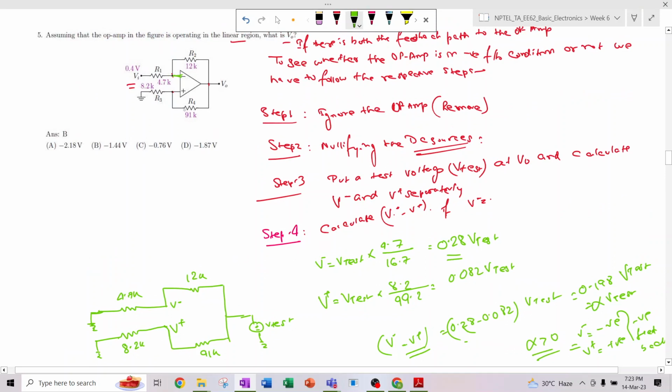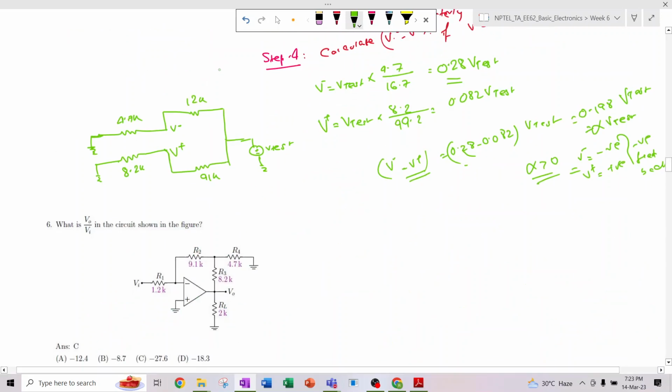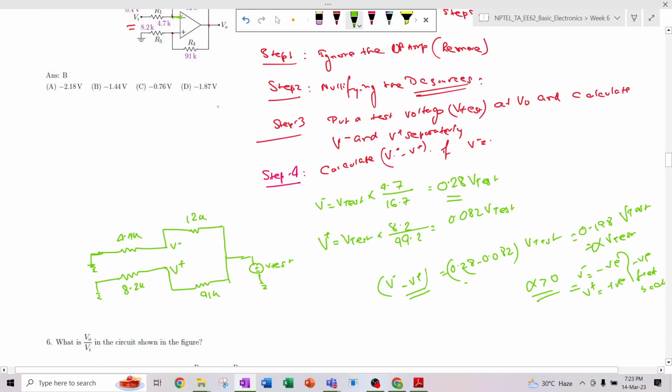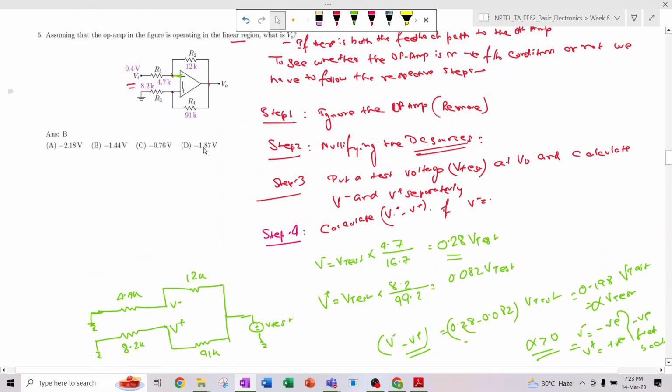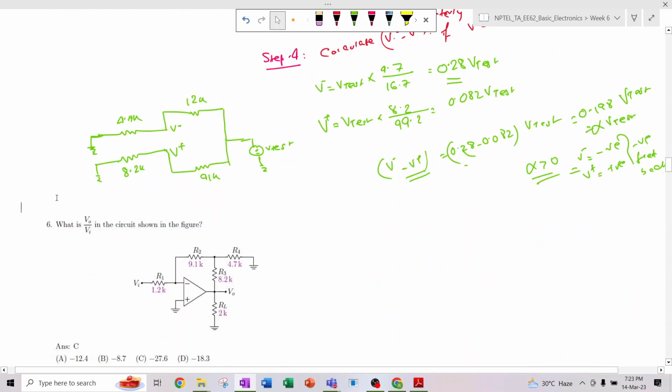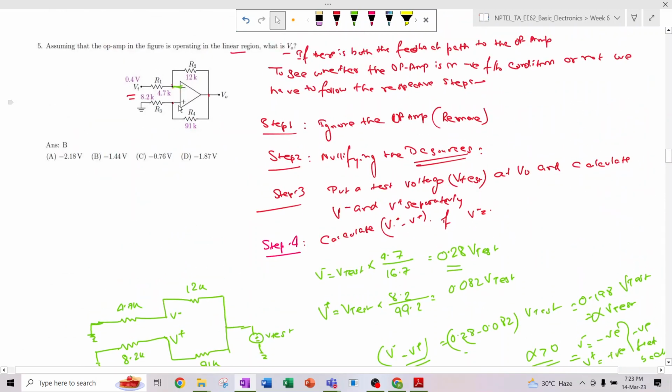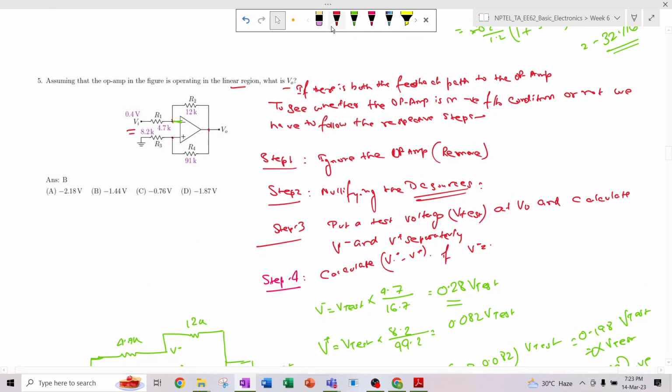So you have understood that the entire amplifier is connected in the negative terminal, right? So it is a negative feedback. Now you have to proceed with the question: what is the amount of VO? So how do you calculate the amount of VO?